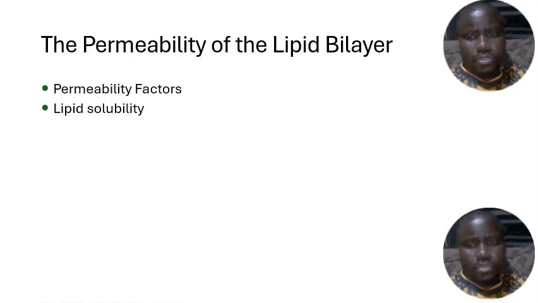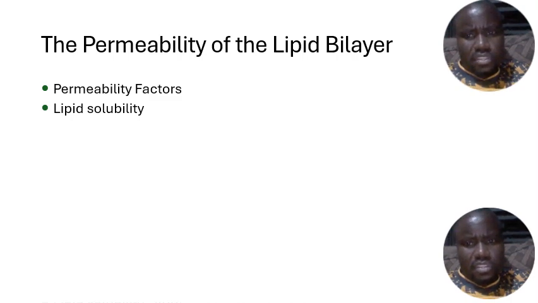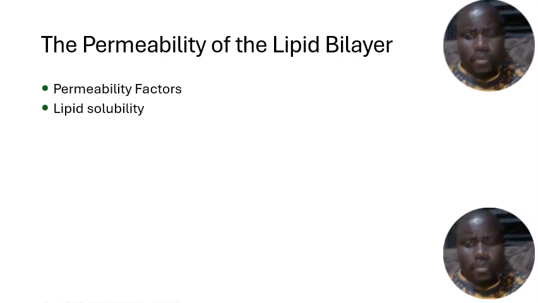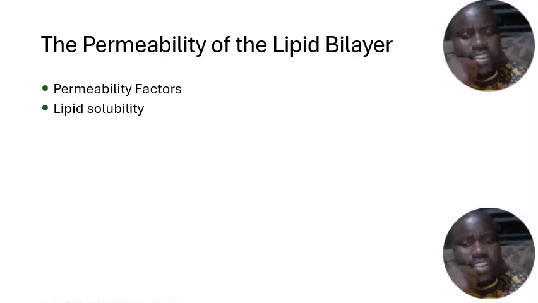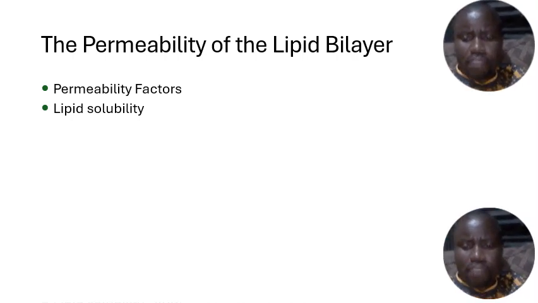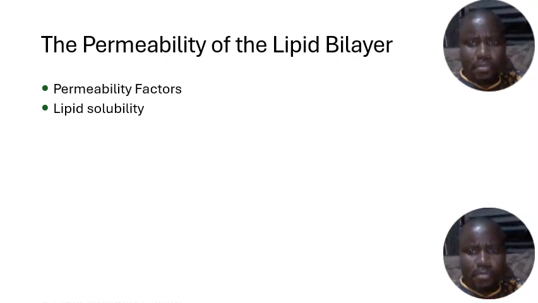So there are factors that will determine whether the membrane will allow some substances to pass through, and the first factor is lipid solubility. The question is, is the substance able to dissolve in fat? Its partitioning in the fat medium is important. Why? Because a substance that can easily pass through the cell membrane is able to pass through the fat layer of the phospholipid bilayer.